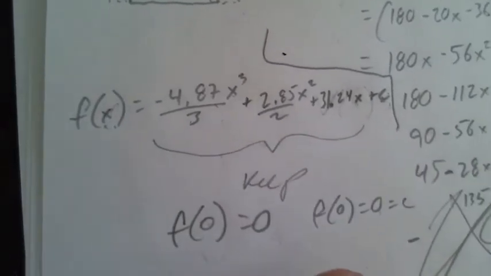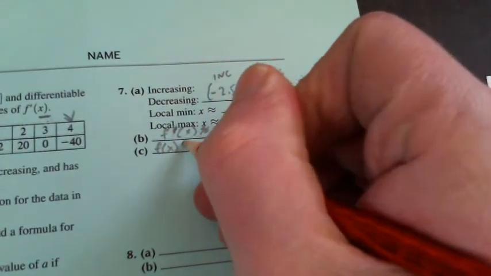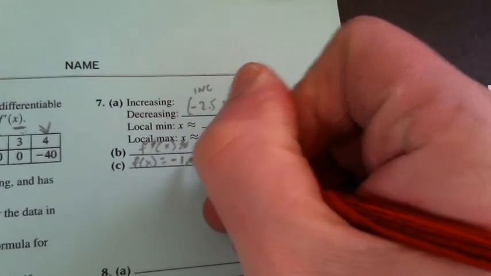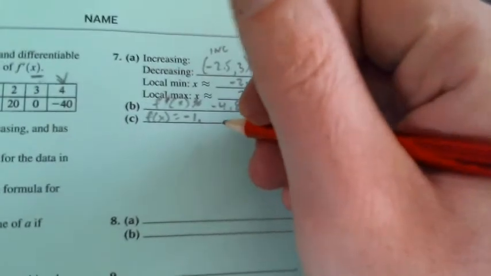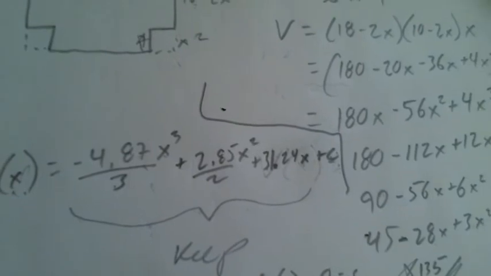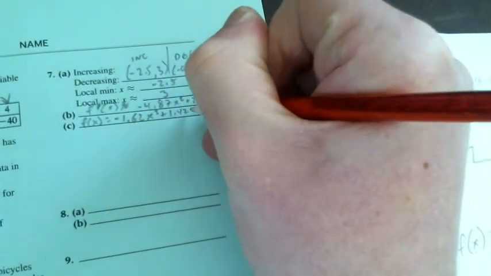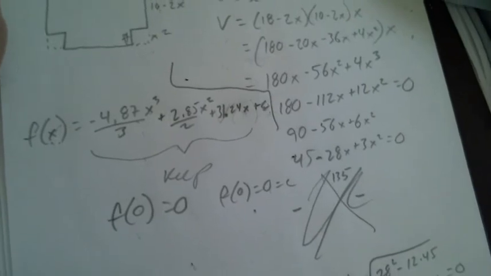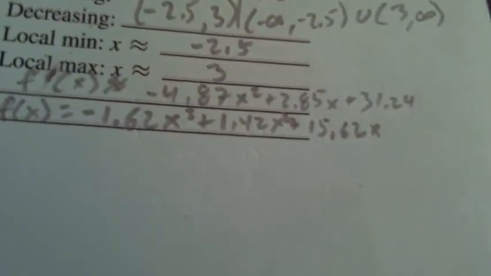So we need to divide. So f of x: 4.87 divided by 3 is going to be negative 1.62 x cubed plus 2.85 divided by 2 would be 1.42 x squared, and 31.24 would be 31.24 x. All right, so there we go. It's a plus, not a 7. All right.